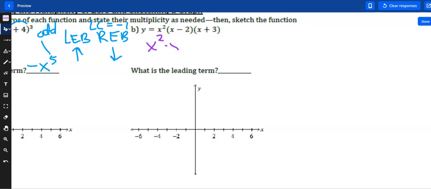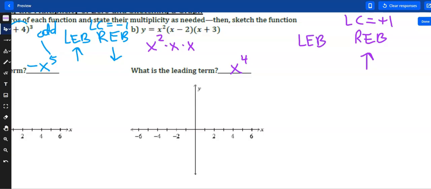Okay, so how about this? We have x squared times x times x. If you multiply those together, you get x to the 4th. My right-hand behavior, since I have a leading coefficient of +1, is up. My left-hand behavior, since we have an even degree, the even degree means that it is the same.